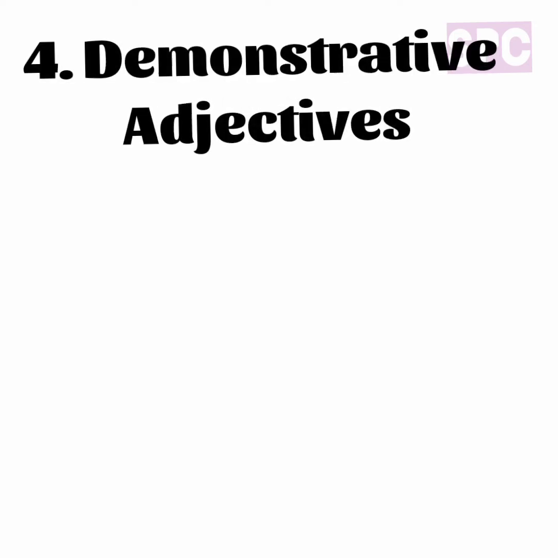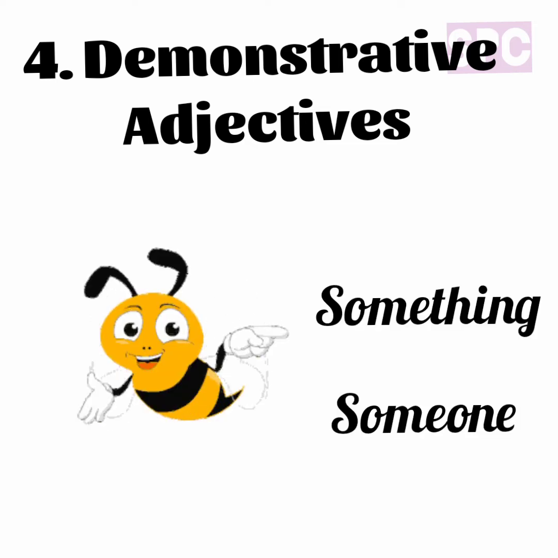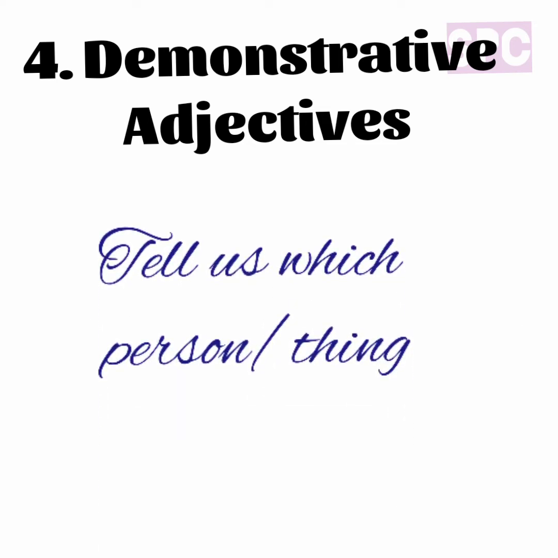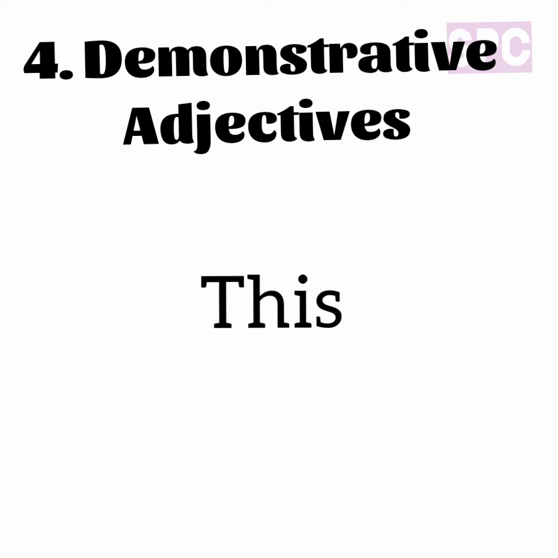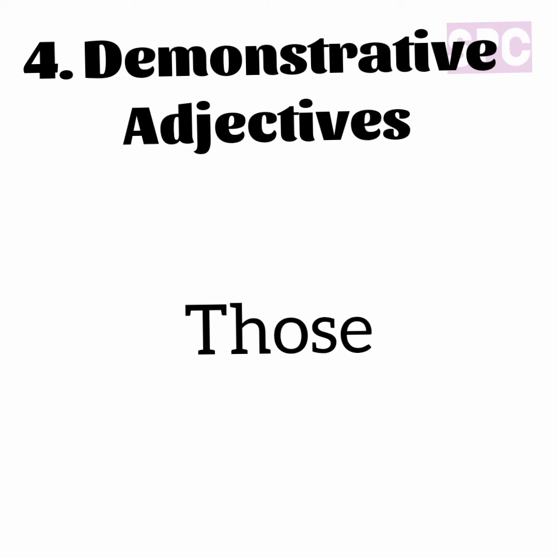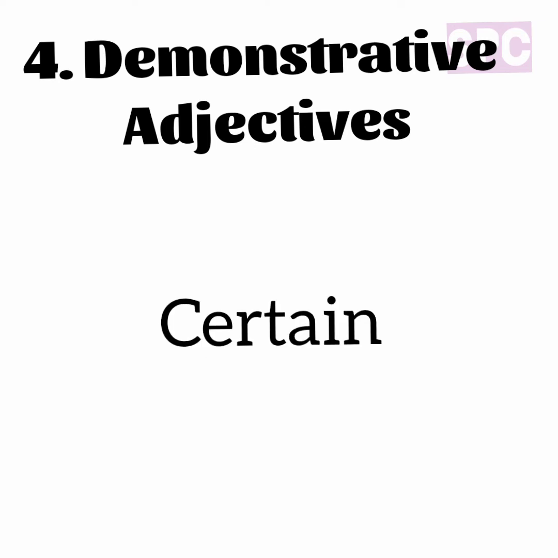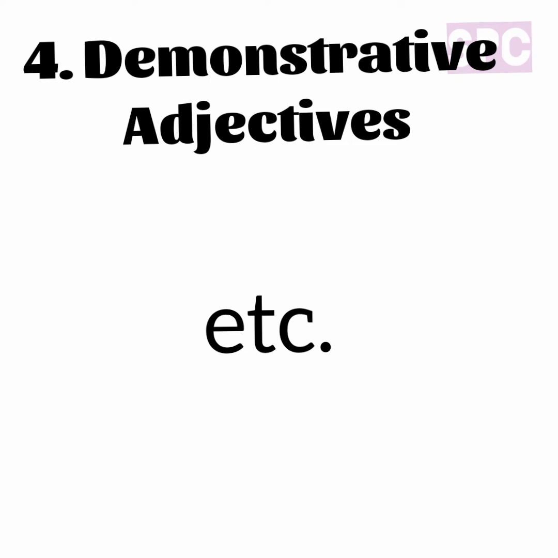Fourth sentence, he is first to join sports in the class. In this sentence also, we have to find the order. Let's move to the fourth kind of adjective, which is demonstrative adjective. Demonstrative adjectives are used to specifically describe the position of something or someone in space or time. These adjectives tell us which person or thing. They answer the question, which. For example, this, that, these, those, such, certain, etc.